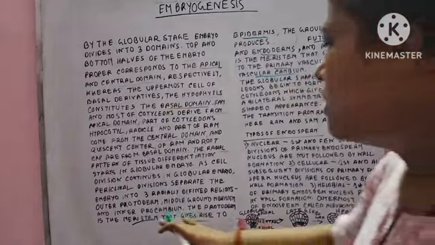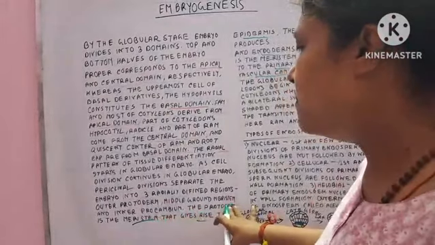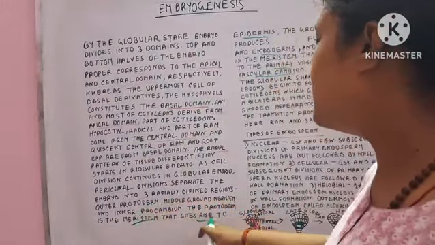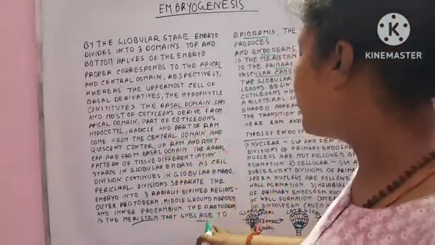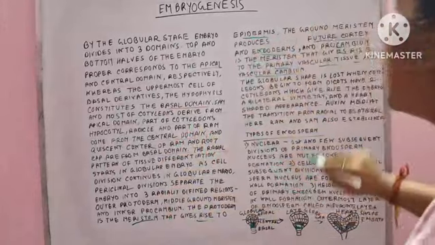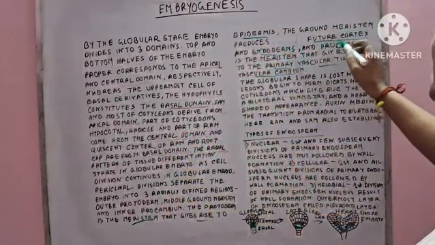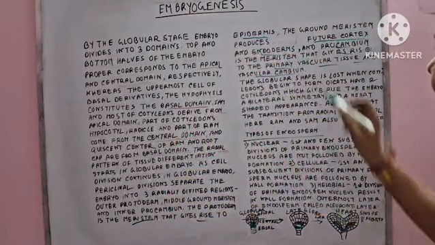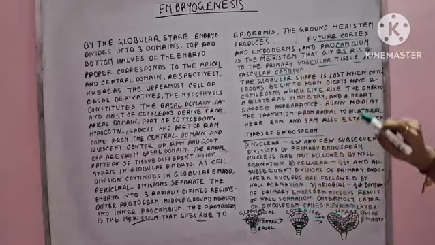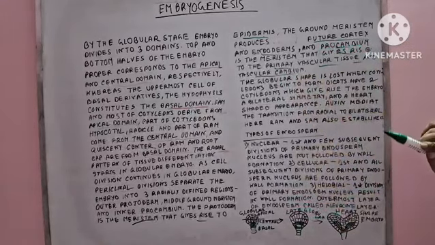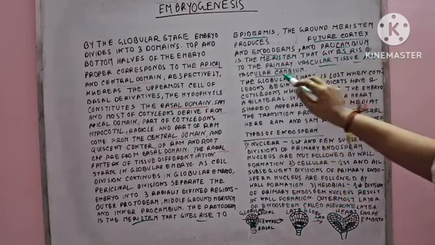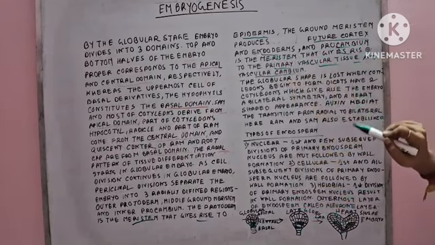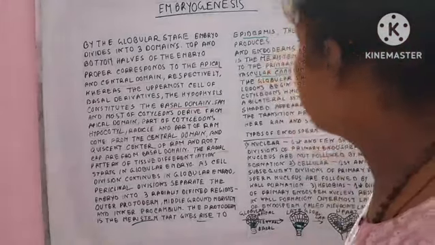Clear? So, the first one, the protoderm, gives rise to the epidermis. These are all meristematic tissues, that's why the cells divide. The ground meristem gives rise to the cortex and the endodermis, and the procambium gives rise to the primary vascular tissue and the vascular cambium.